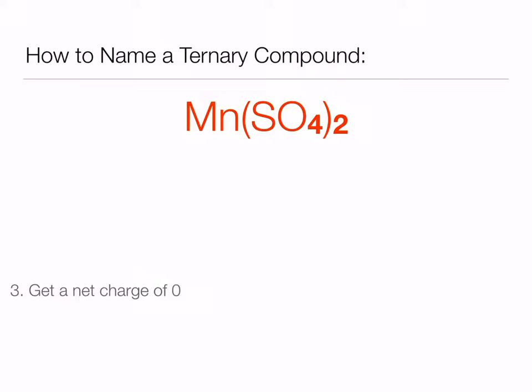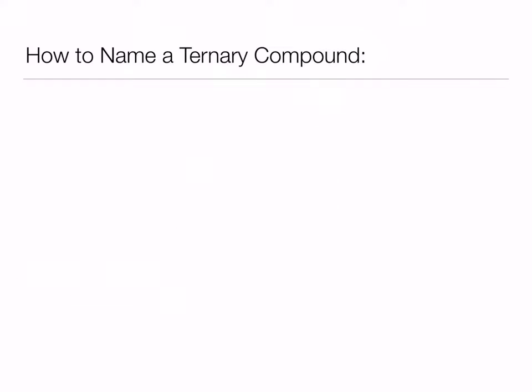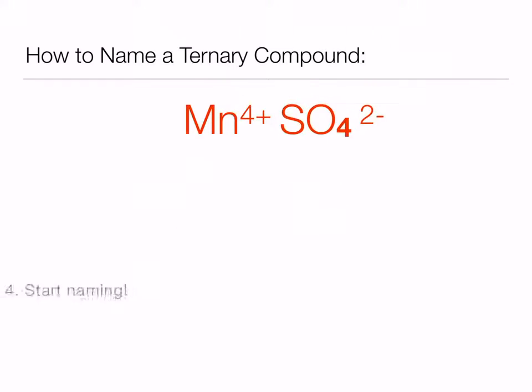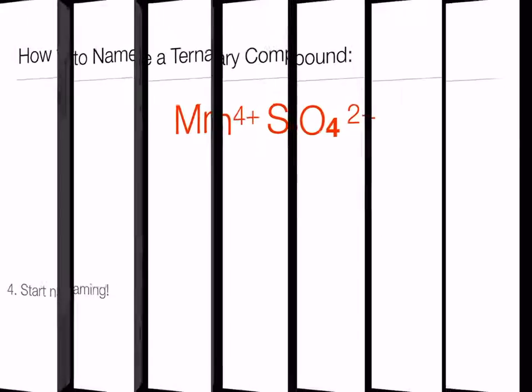Our third step is to get a net charge of 0. We have to multiply this 2 subscript with sulfate's charge, which is 2 negative, and get 4 negative. Now we have to cancel it out with manganese's charge. Here we learn that 4 will go in to cancel it out and give us 0. This will make manganese a manganese 4 positive and sulfate 2 negative.